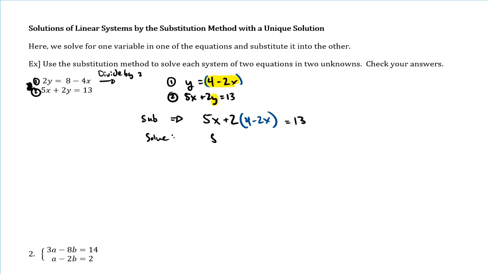Now we can solve it if we just distribute. So we've got 5x, distributing the 2 gives us plus 8 minus 4x, equal to 13. From here, we can combine the x terms. It looks like we would have x plus 8 equals 13. Then we subtract 8 from both sides, and subtracting the 8 gives us x is 5.